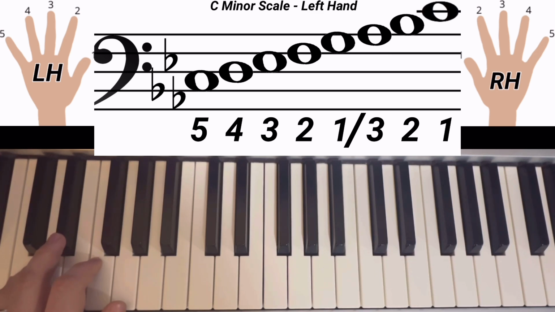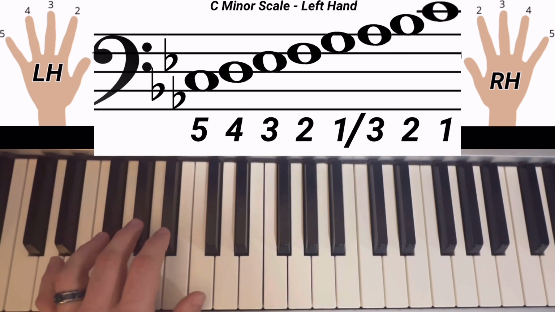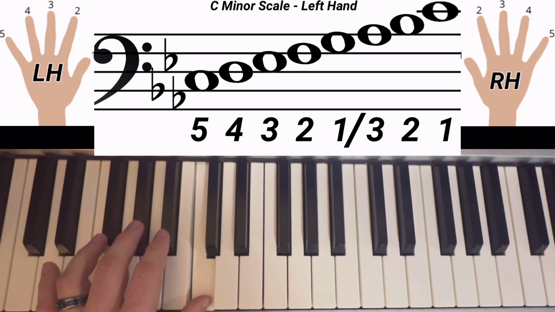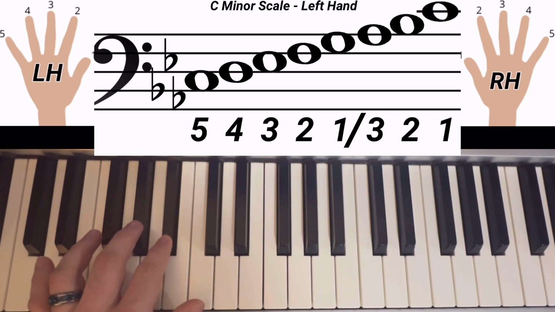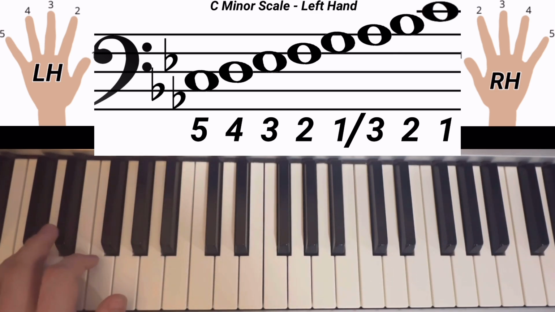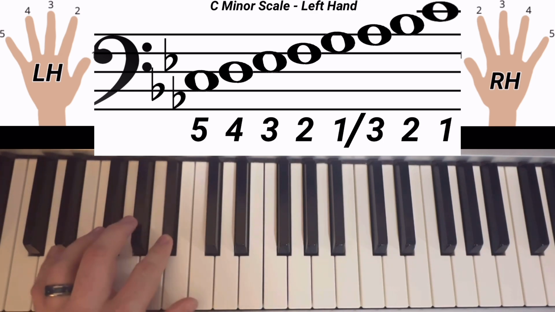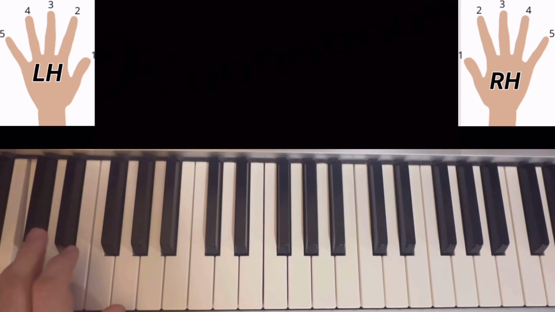Again, those finger numbers are 5, 4, 3, 2, 1, shift, 3, 2, 1. Then head back down on 2, 3, shift, 1, 2, 3, 4, 5. Be sure you practice those shifts slowly and methodically so you can do them without having to look at your hands every time they shift position.